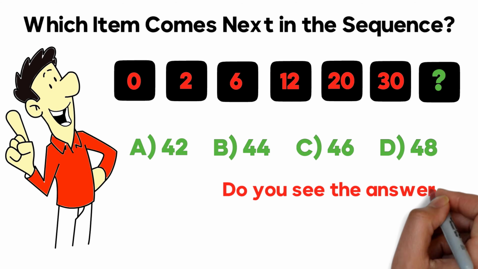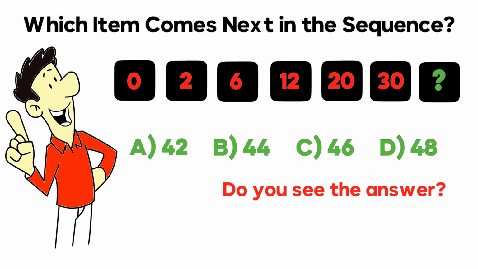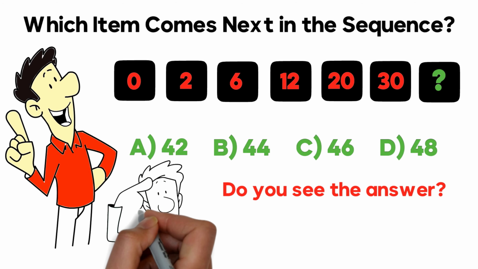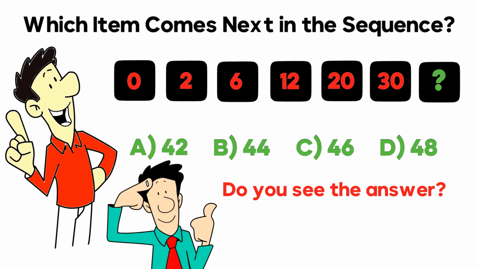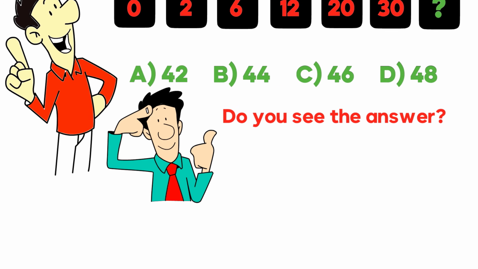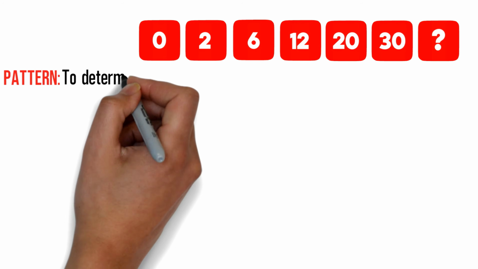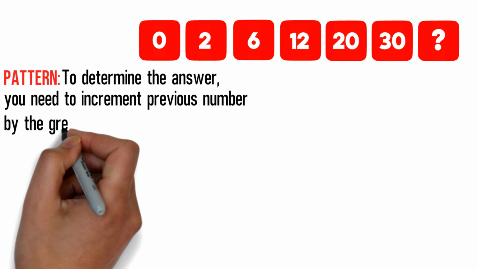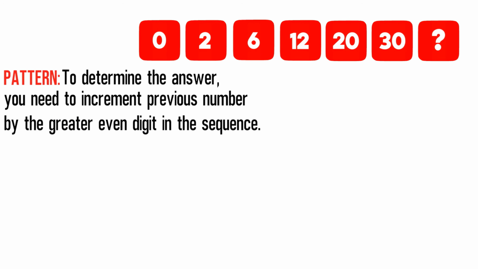Do you see the answer? It may or may not be obvious, depending upon your skills of detecting the pattern. Like it or not, we're gonna continue and I'll share with you the answer. As with any type of question, the key is to determine the pattern. To determine the answer in this particular case, you need to increment previous number by the greater even digit in the sequence. You can even come up with the formula.